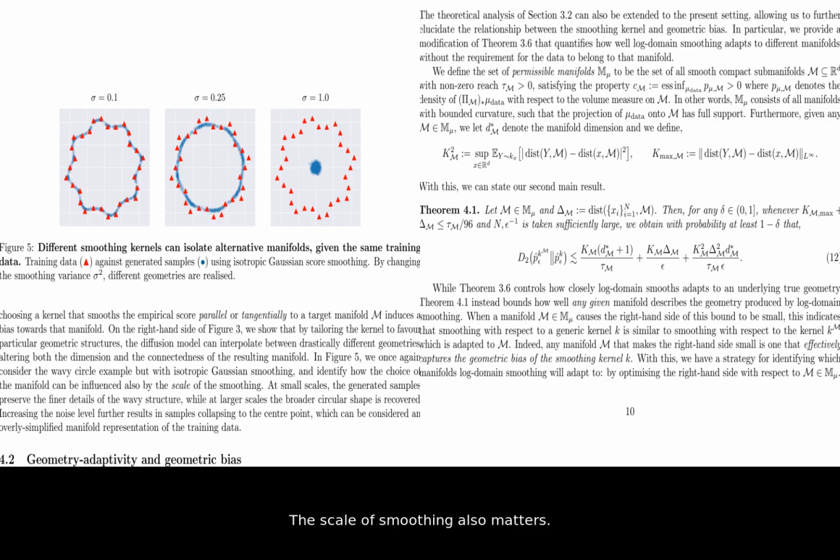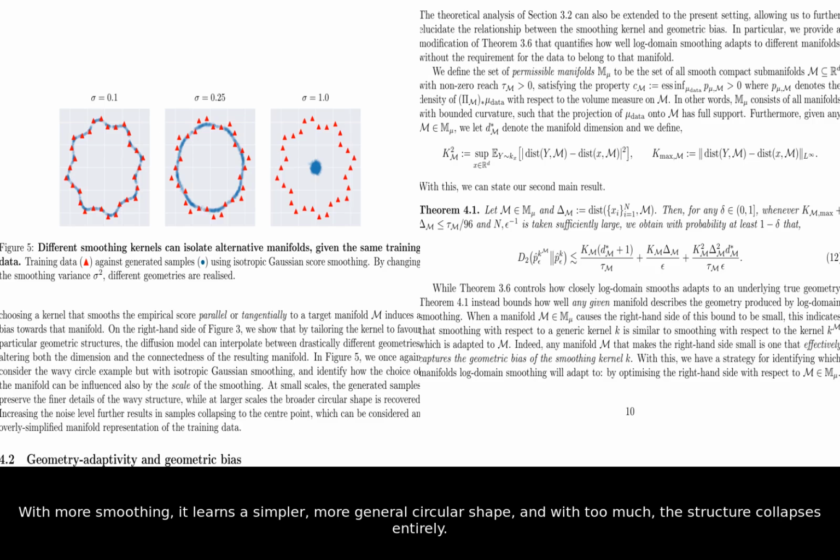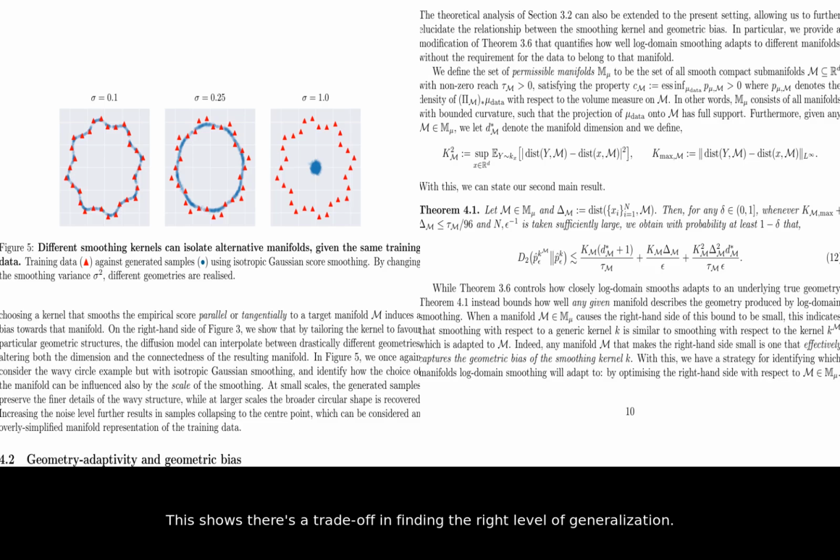The scale of smoothing also matters. Here, with little smoothing, the model sticks to the fine details of the training data. With more smoothing, it learns a simpler, more general circular shape, and with too much, the structure collapses entirely. This shows there's a trade-off in finding the right level of generalization.